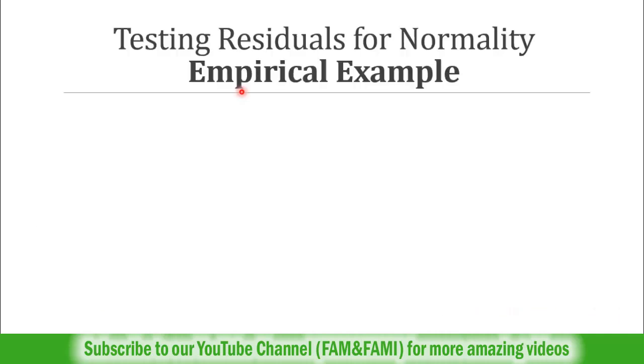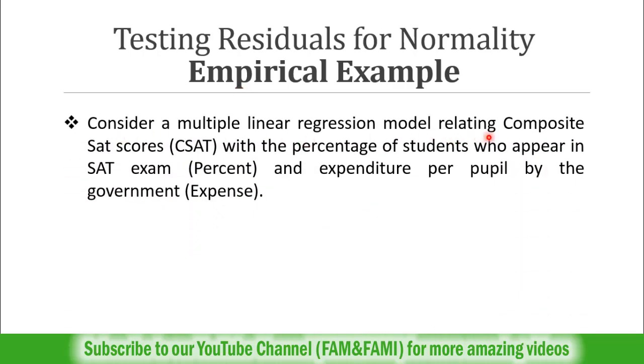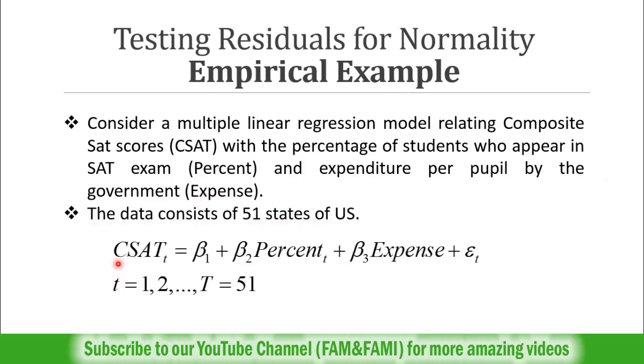Let's demonstrate all this with the help of an empirical example. Consider a multiple linear regression model relating composite SAT score, CSAT, with the percentage of students who appear in the SAT exam, percent, and expenditure per pupil by the government, expense. The data consists of 51 states of US, and here is the multiple linear regression model where CSAT is the dependent variable, percent and expense are two independent variables, epsilon is an error term, and beta 1, beta 2, beta 3 are regression coefficients, and the sample contains 51 observations.